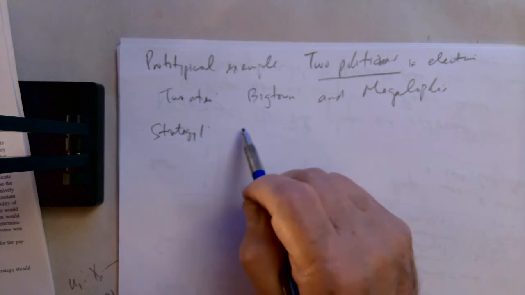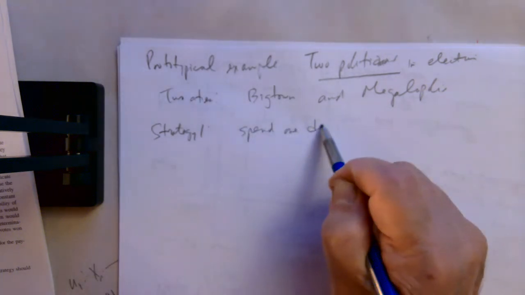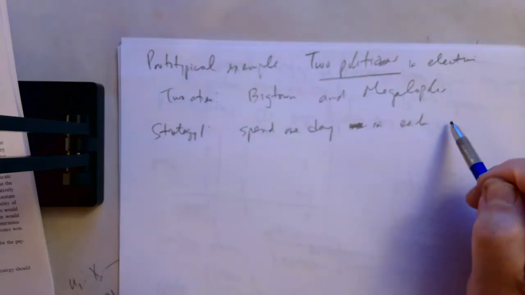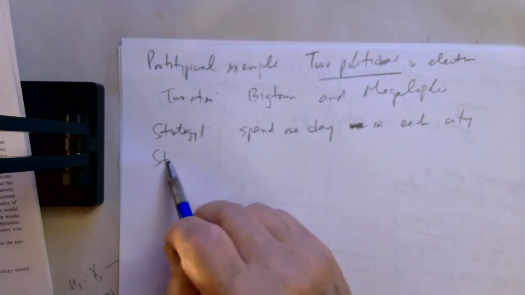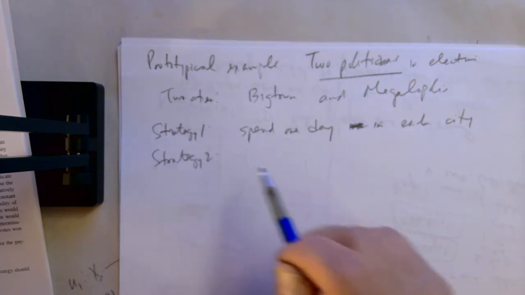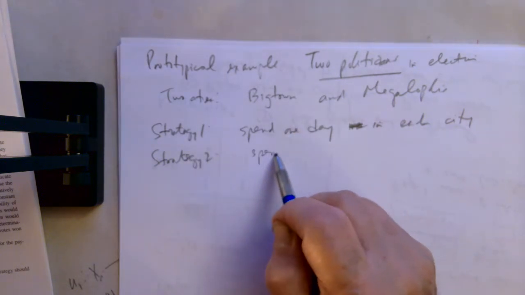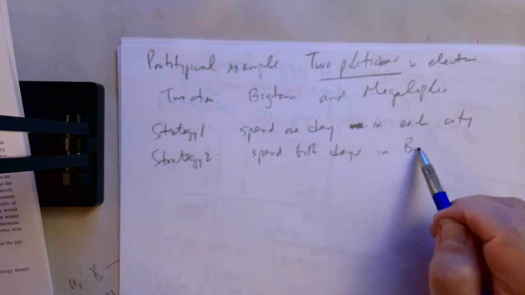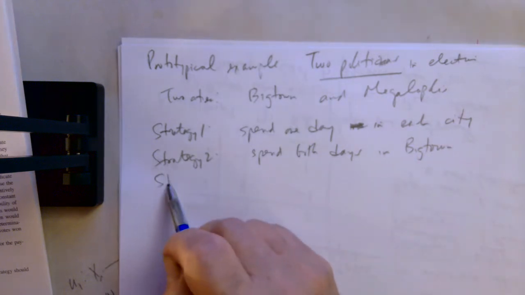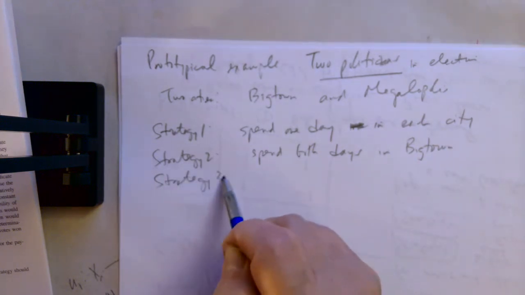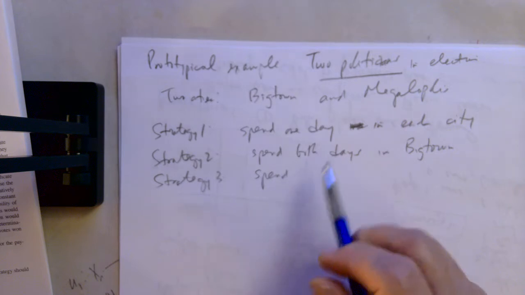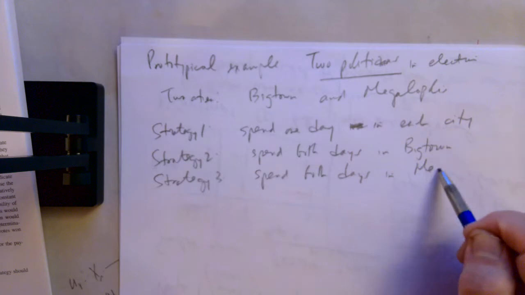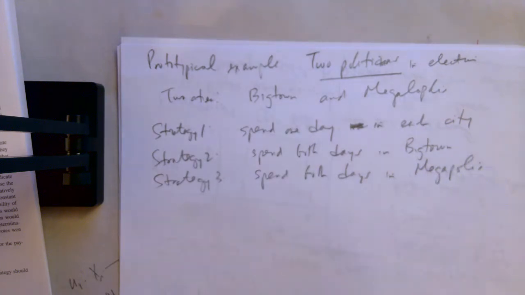Strategy 1 will be spend 1 day in each of the cities. Strategy 2 will be spend both days in one city, Big Town. Strategy 3 would be to spend both days in Megalopolis.